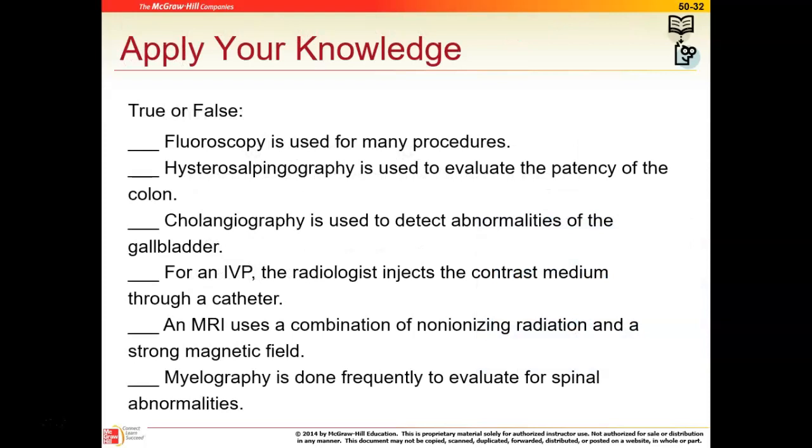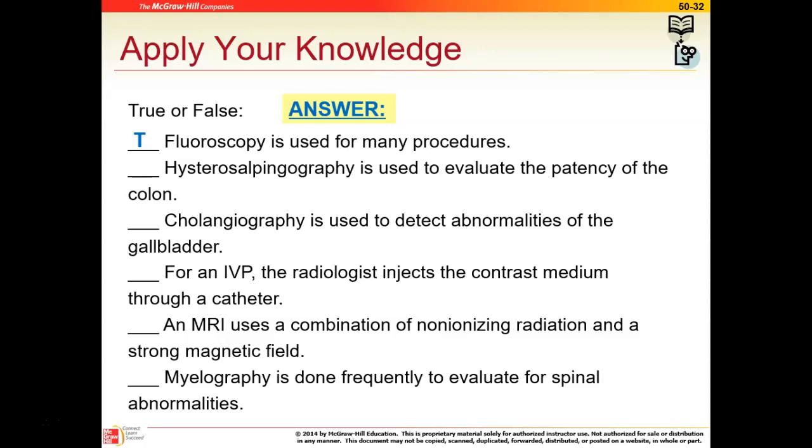Okay, so here we go with a couple of questions that are true or false. Fluoroscopy is used for many procedures, and as we went through and saw that, that would be true. We saw the myelography, we saw the arthrography, so there was quite a few of them that use fluoroscopy, histosalpingiogram. Some of them aren't used as much as they used to, but there are definitely many procedures that use fluoroscopy.